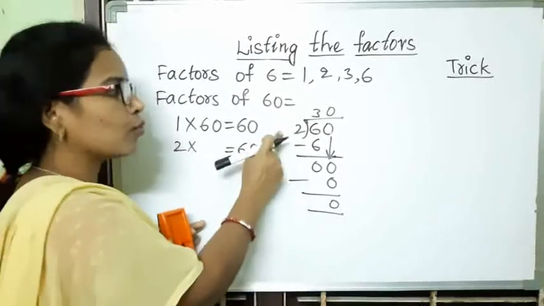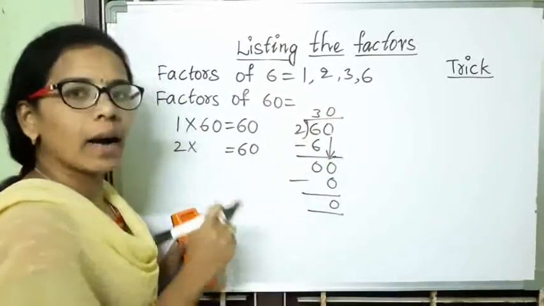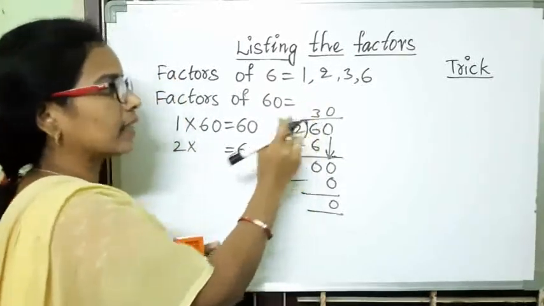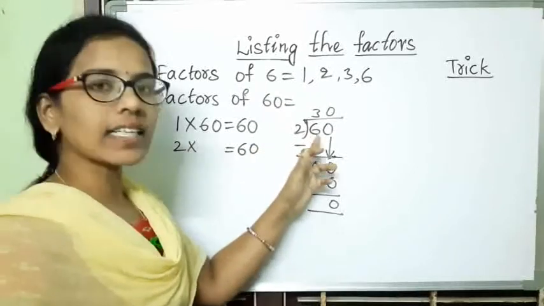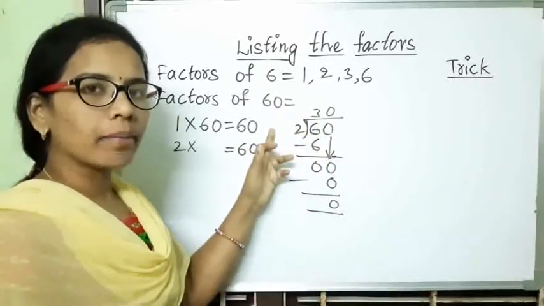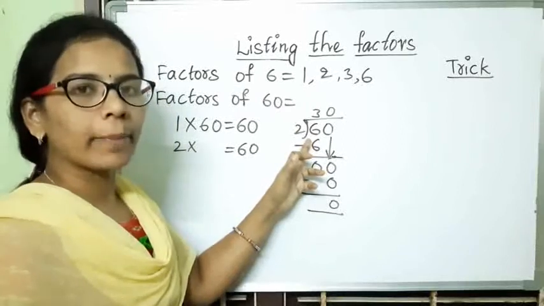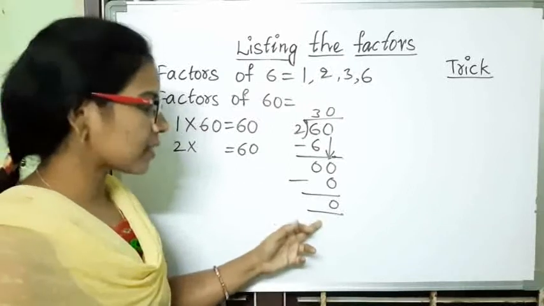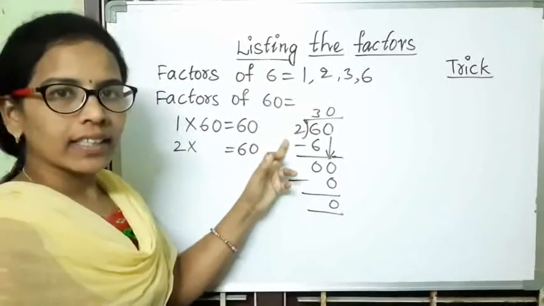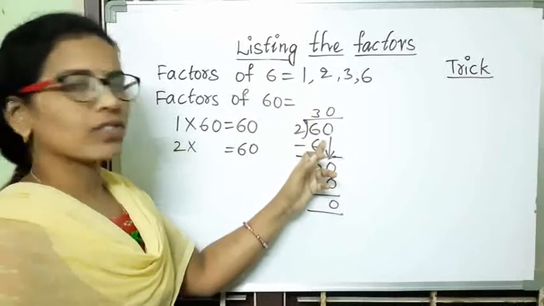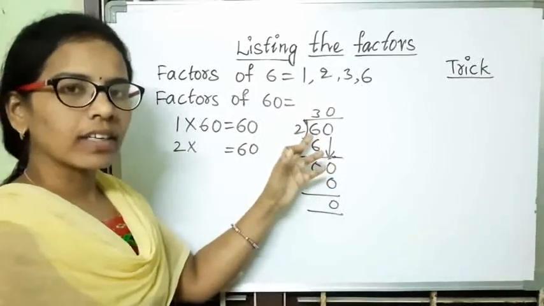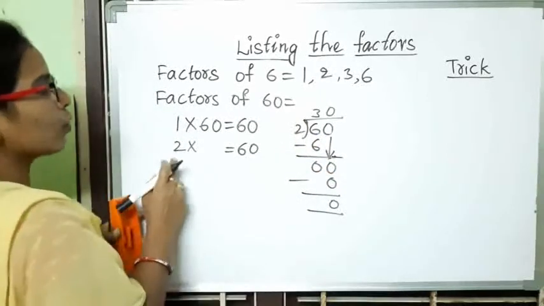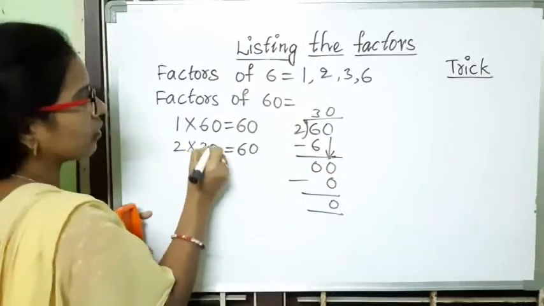That means 2 divides 60 completely. When a number divides another number completely, then we get 0 remainder. When we get 0 remainder, we can think that the divisor and quotient are the factors of the dividend. That means here 2 and 30 are the factors of 60. So 2 times 30 equals 60.